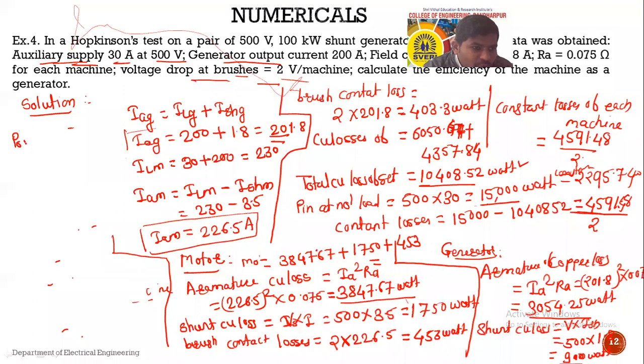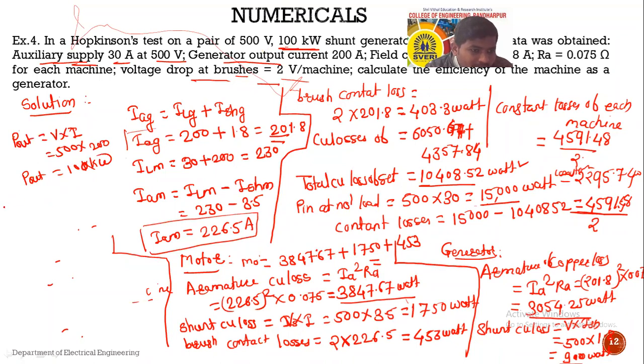So generator output power, P out of generator, it is equals to V into I. So V काय आहे 500 आहे into I, that is current 200 दिले. So it is nothing but 10,000 watt or 10k. Okay, so already here, sorry, 100k, here 100 kilowatt already given. So it is the output power of the generator, that is P out is equals to 100 kilowatt.